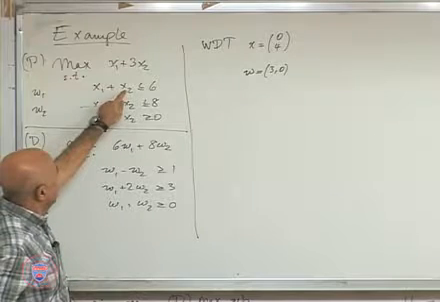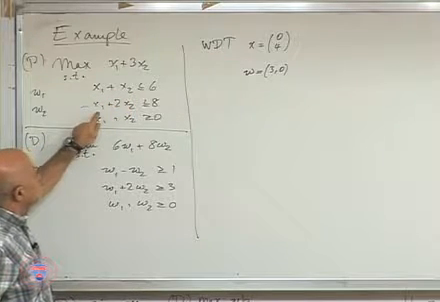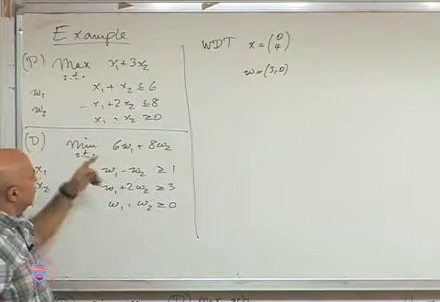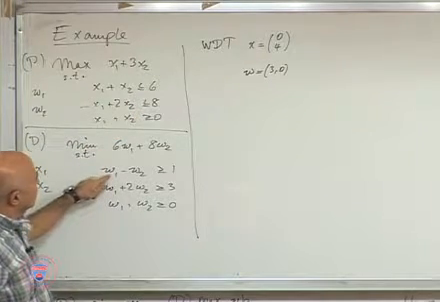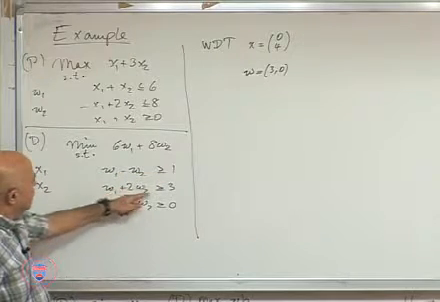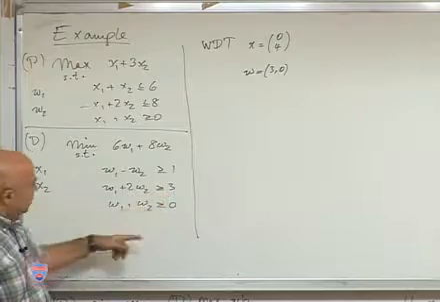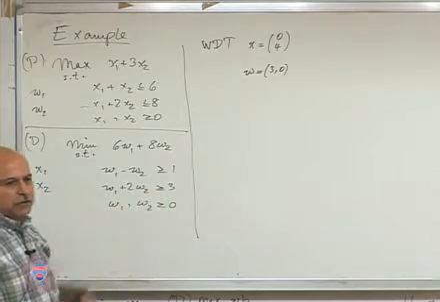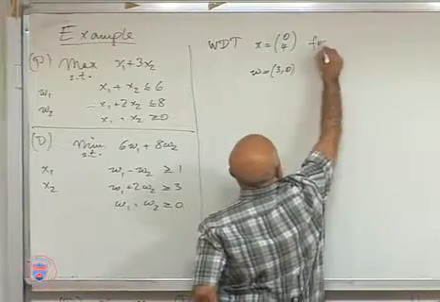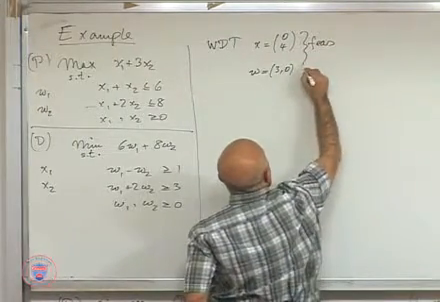0, 4, yes, the first constraint is satisfied. The second constraint, 2 times 4 is 8. Yeah, it is feasible. For the dual, 3 is greater than 1 and 3 is greater than or equal to 3. And everything is non-negative. So this is a feasible pair of solutions. They're both feasible.